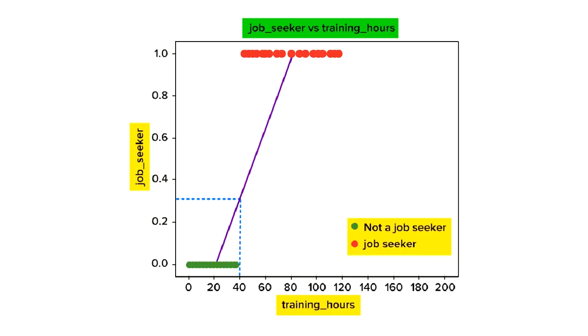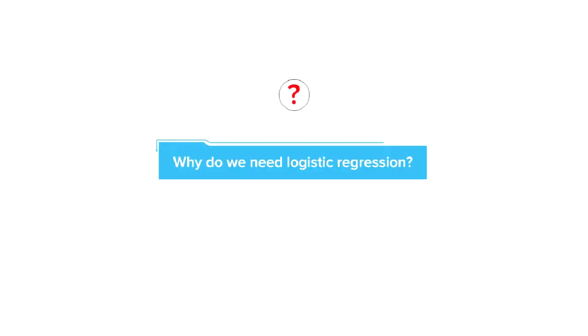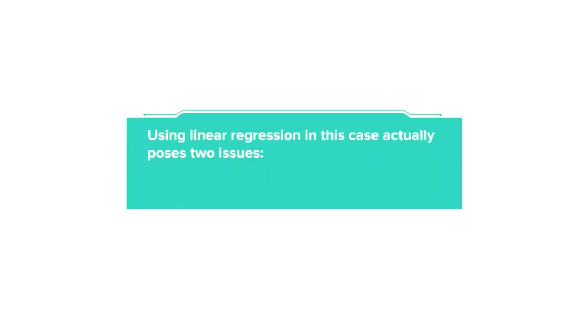In this case, the threshold value on the y-axis is 0.3, which tells us that whenever the regression line generates a prediction over the value of 0.3, we can consider it as a job seeker, and whenever the prediction of the regression line is less than 0.3, we can consider it as not a job seeker. Makes sense, right? Now you might be wondering, why are we even discussing logistic regression if linear regression can handle the classification problem? Using linear regression in this case actually poses two issues.